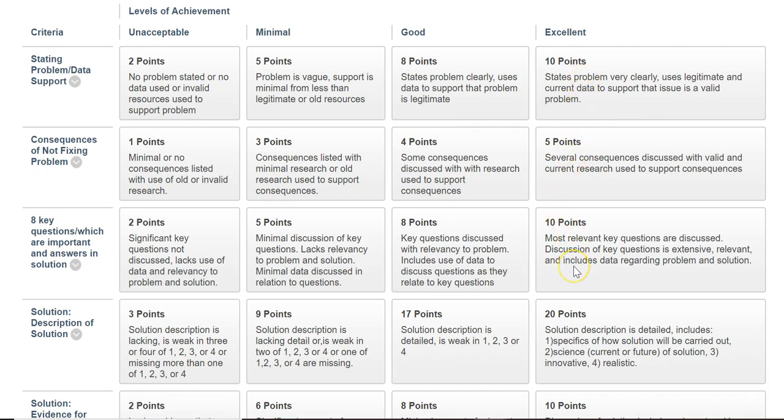Then the next section is the 8 key questions. So we've used the 8 key questions a few times in this class. You're going to discuss the most relevant key questions that you think are most important, that your group thinks are most important to think about when coming up with a solution for this problem. So again, you're using these key questions to help you try to focus down on how to solve the problem. So what is most important when you are trying to decide how the problem is going to be solved?